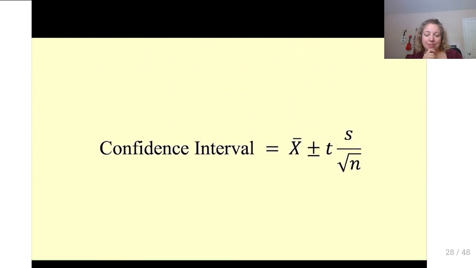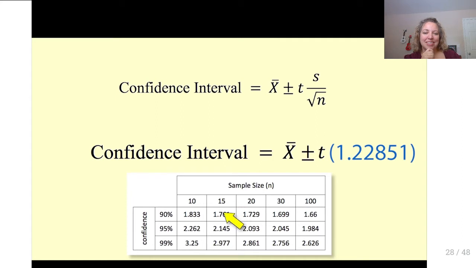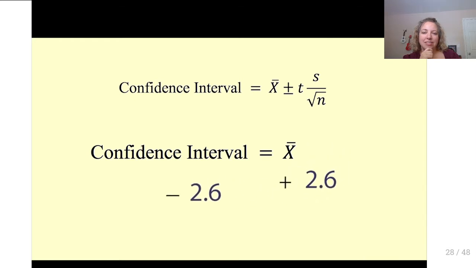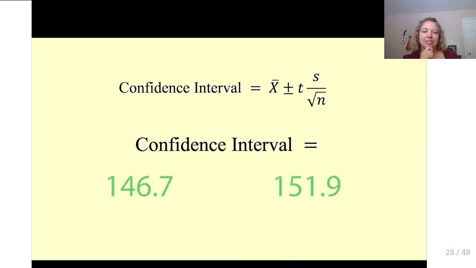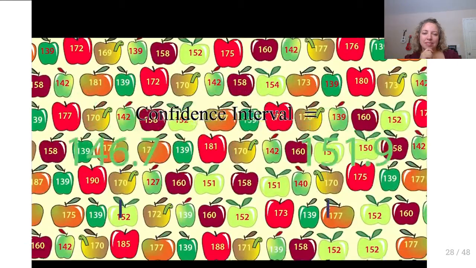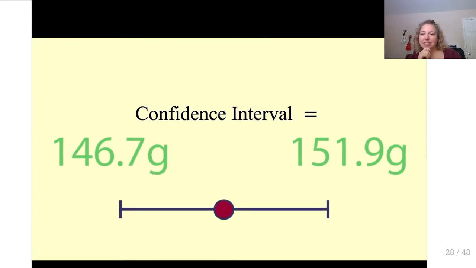We substitute the appropriate values into the formula. The standard error is 4.758 divided by the square root of 15, which gives us 1.22851. The t-value for a sample of 15 and a confidence level of 95% is 2.145. The margin of error is 2.63515, which we round to 2.6. We add and subtract this from the sample mean of 149.3 to get a confidence interval of 146.7 to 151.9. Thus, our 95% confidence interval for the mean weight of the apples in the population is 146.7 to 151.9 grams.